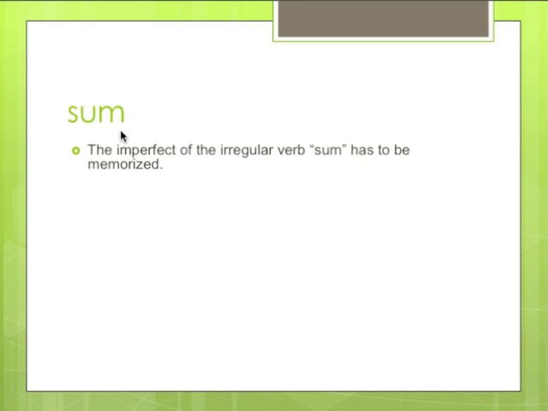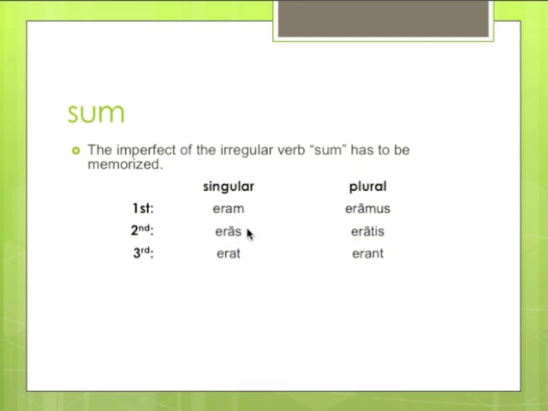Sum has to be memorized. It's not difficult, but it has to be memorized. And here's the imperfect of the irregular verb sum. Eram, eras, erat, eramus, eratis, erant.